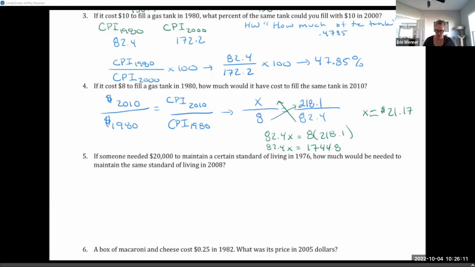Again, all we're doing is adjusting the money for inflation. So we're going to do the money in 2008 as compared to the money in 1976, which is equal to the CPI in 2008 over the CPI in 1976. I'm going to let you do this one on your own. Send me your answer rounded to the nearest penny, please.